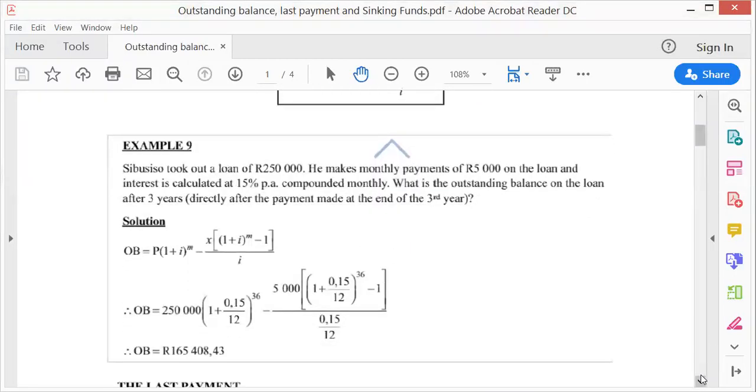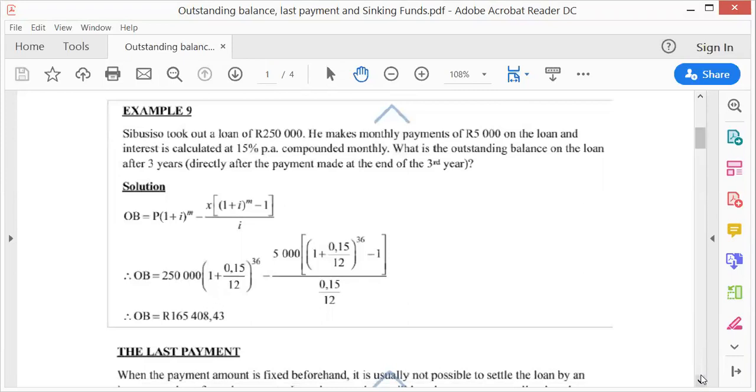See, Busiso took out a loan of 250,000. He makes monthly payments of 5,000 on the loan. And the interest is calculated at 15% per annum, compounded monthly. What is the outstanding balance on the loan after 3 years? So directly after the payment made at the end of the 3rd year. So now you know they want outstanding balance, so it's OB.